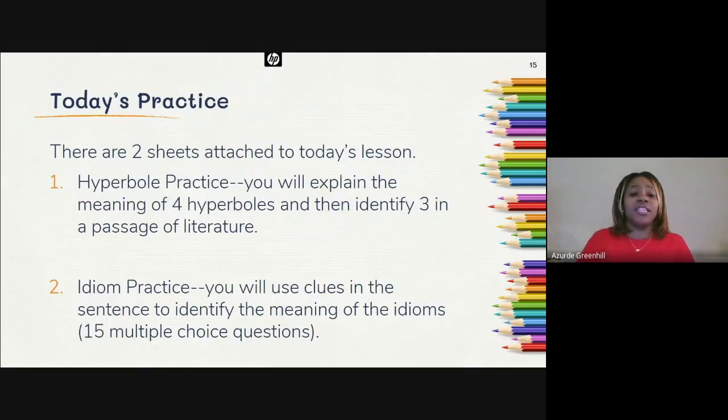All right, so for today's practice, there are two sheets attached to today's lesson. One is a hyperbole practice, and on that paper, you will explain the meaning of four hyperboles and then identify three in a passage of literature. And then there's another one that's for idioms, and you will use the clues in the sentence to identify the meaning of the idioms. There are 15 of them. Ideally, I would like for you to do them all, but if you can't do them all, try to at least get through 10.